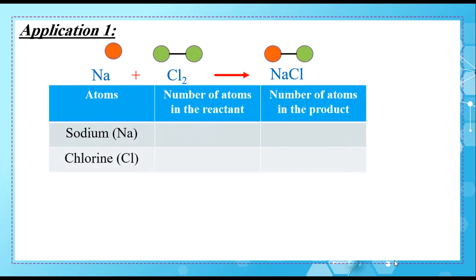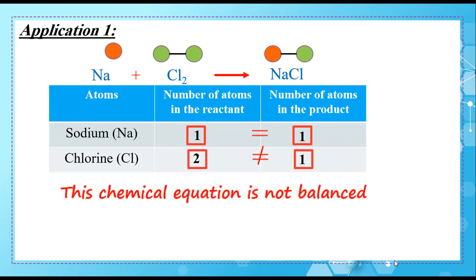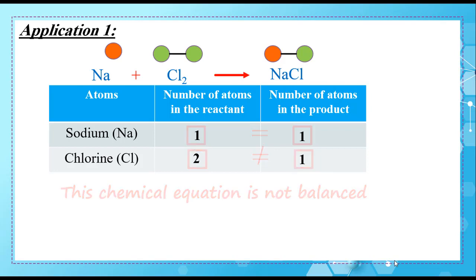By counting the number of each type of atoms on both sides of the equation, we obtain 1 sodium atom in the reactant and the product, 2 chlorine atoms in the reactant, and 1 in the product. By comparing the two sides, we observe that we have the same number of sodium atoms, but different number of chlorine atoms. So this chemical equation is not balanced. How to balance this equation?